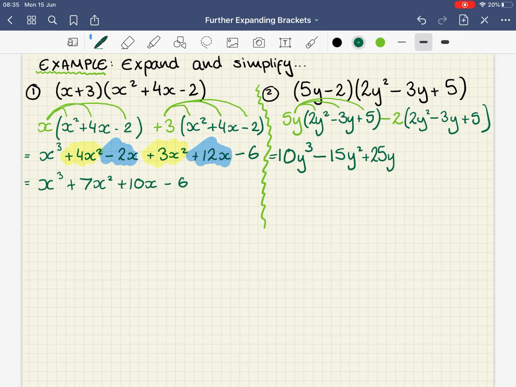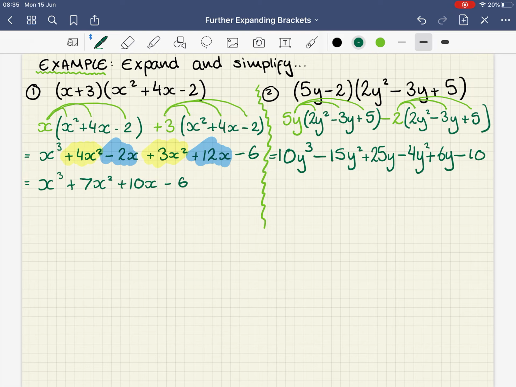There we go. Okay, so now I've got minus 2y times 2y squared. Well, firstly, it's going to be a negative. Then 2 times 2 is 4, and then I'm going to have that y squared. Minus 2 times minus 3y. Well, double negatives make a positive. Then 2 times 3 is 6, and then I'm going to have my y. And then negative 2 times 5. That's still going to be a negative, and then 2 times 5 is 10.